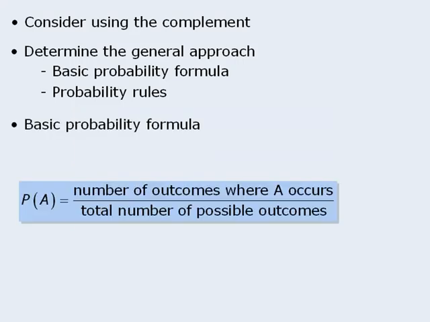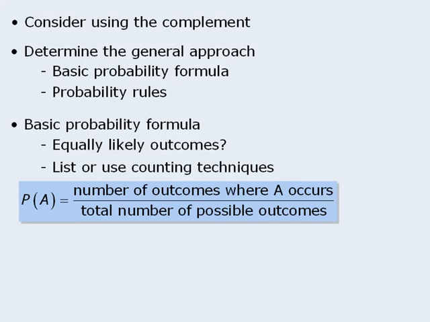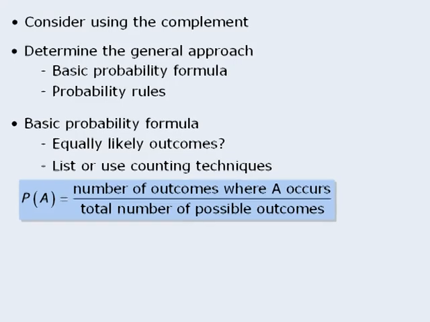If you choose to use the basic probability formula, you must confirm that the outcomes are all equally likely. If the outcomes are not equally likely, you cannot use this formula. Now, to use the basic probability formula, you will need to count outcomes. To do so, you can either list all of the outcomes, or you can apply various counting techniques.